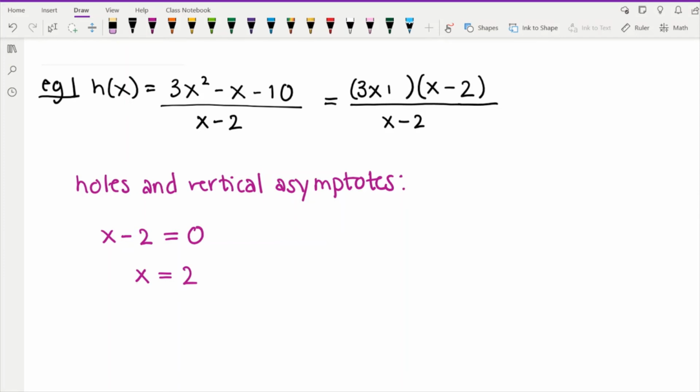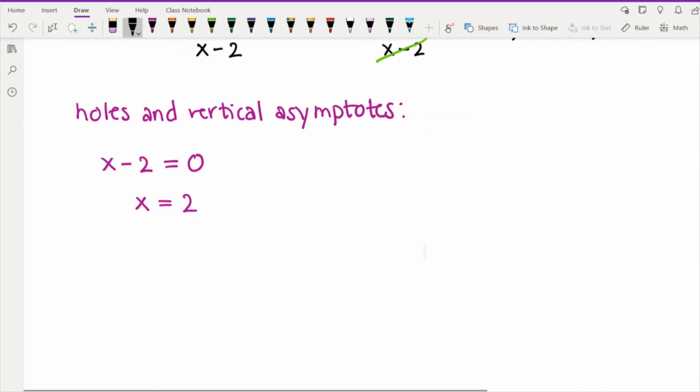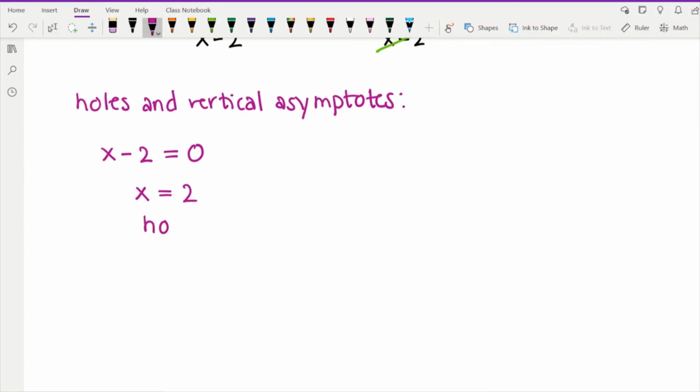But maybe instead you would have tried first 3x plus 2 and x minus 5. Of course, you could try all sorts of different things, but there's not going to be too many to try before you get to the correct one. And so what this tells us is that this x minus 2 actually cancels out. So another way of writing this function would be to say it equals 3x plus 5 with the domain restriction that x is not equal to 2. So this tells us that we have not a vertical asymptote, but a hole. So this function actually does not have any vertical asymptotes. It only has a hole.